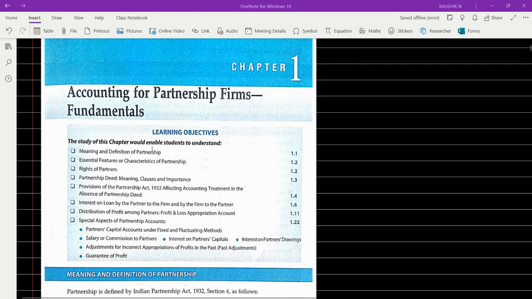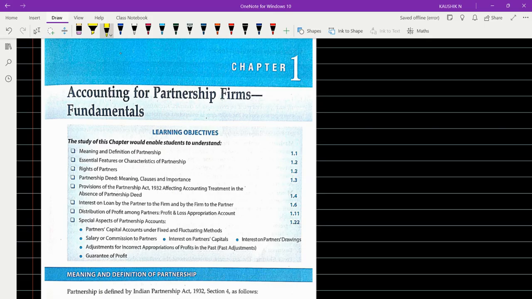Right. The topic we are going to discuss today is chapter number one, accounting for partnership firms. We call this fundamentals. Okay, the very first chapter is fundamentals. So here you are going to learn about the basics. So accounting for partnership firms.